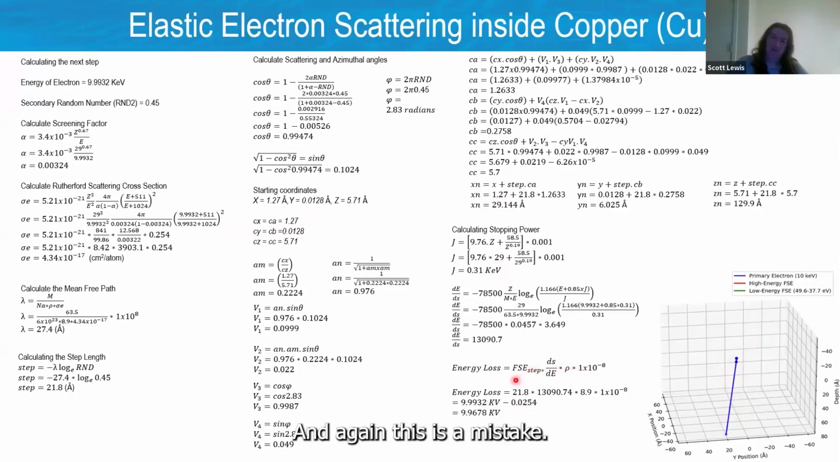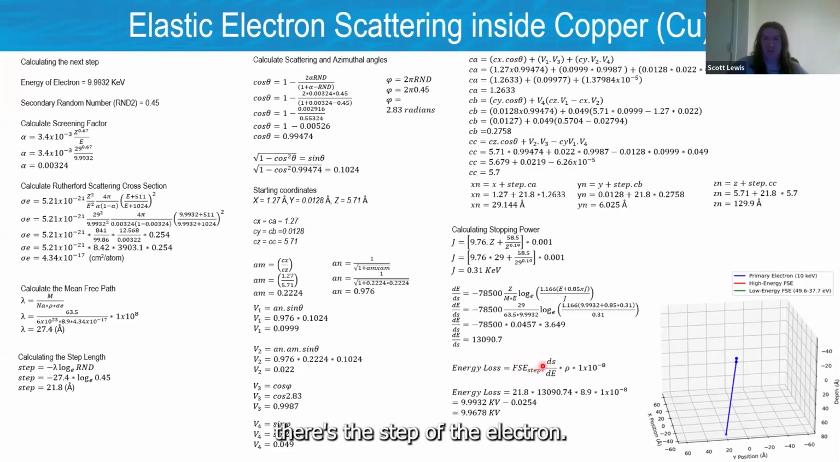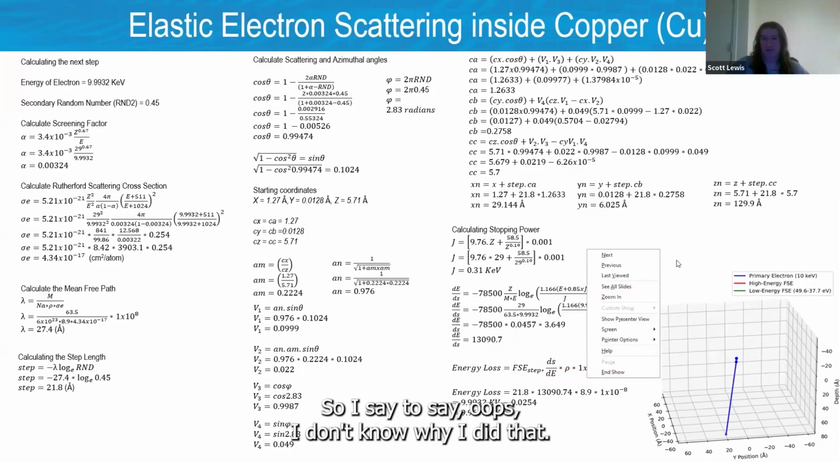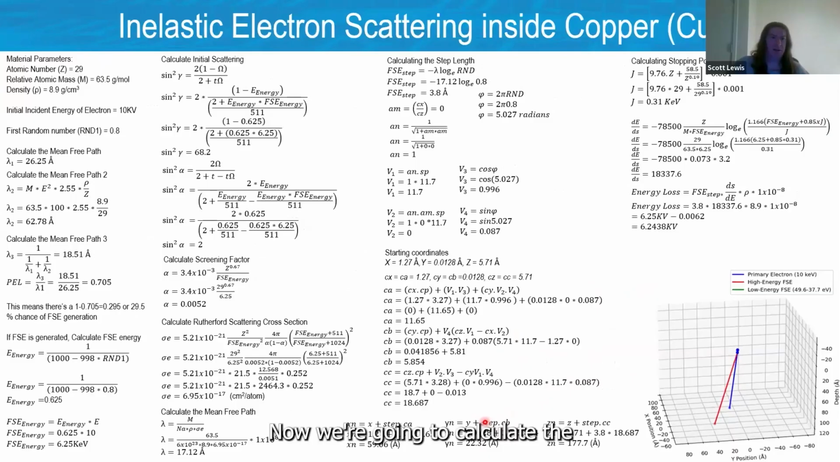And again, right, this is a mistake. This is meant to be E step, not SF. SFE stands for fast secondary electrons, so we'll see this in a minute. I've just carried this over. That's why it looks like that. So this is just meant to be the energy of the electron for the step. We multiply this out by the stopping power, which is also large, by density, so that stays the same. And then we've got the scaling factor. So not a lot has happened. Okay, now we're going to calculate the inelastic.